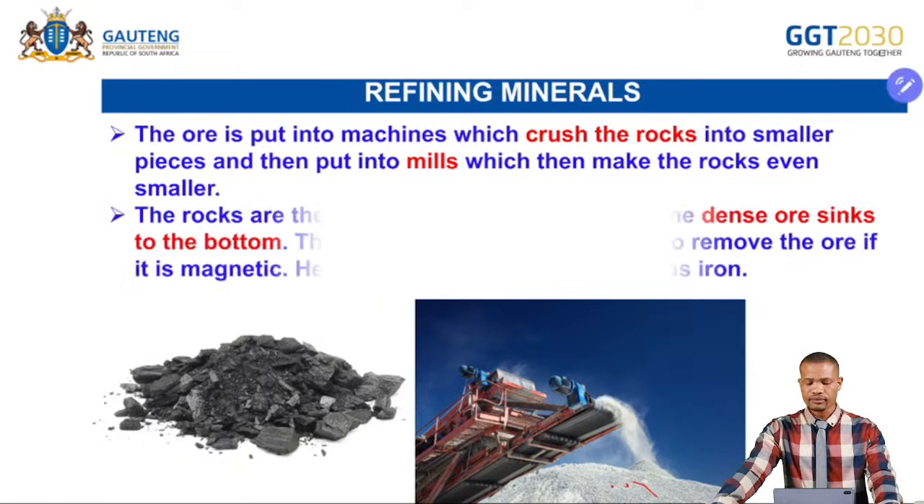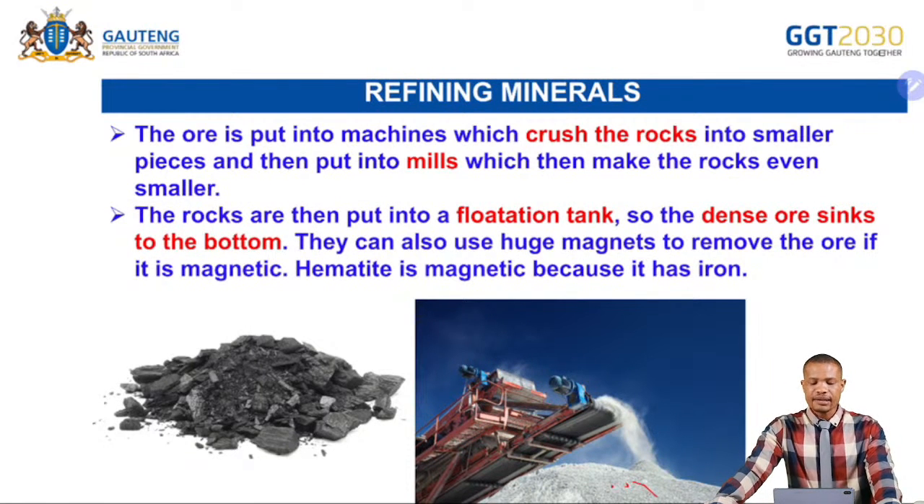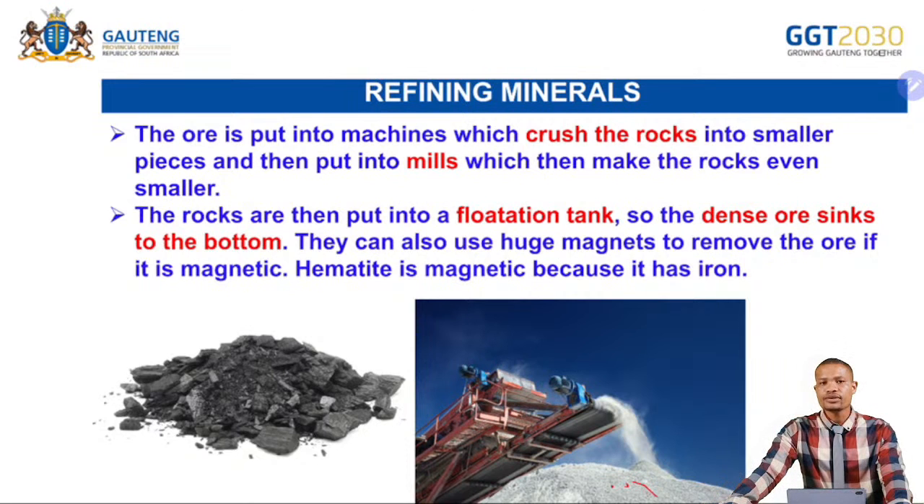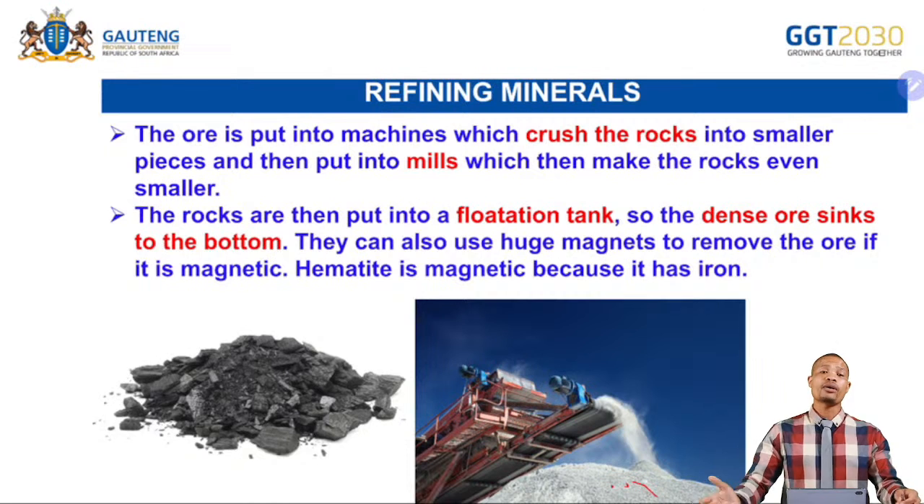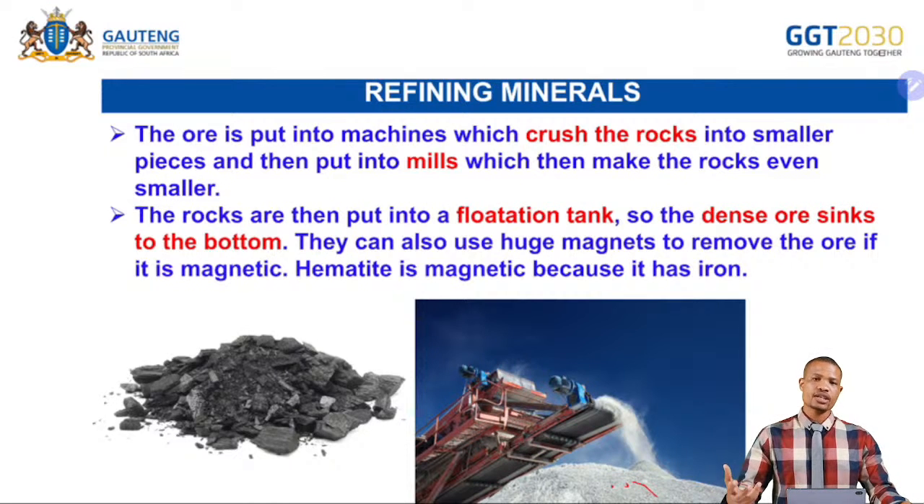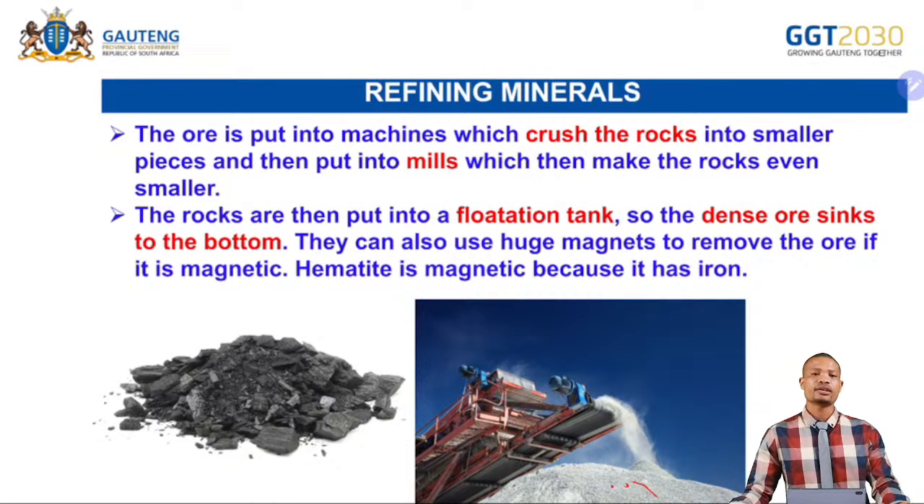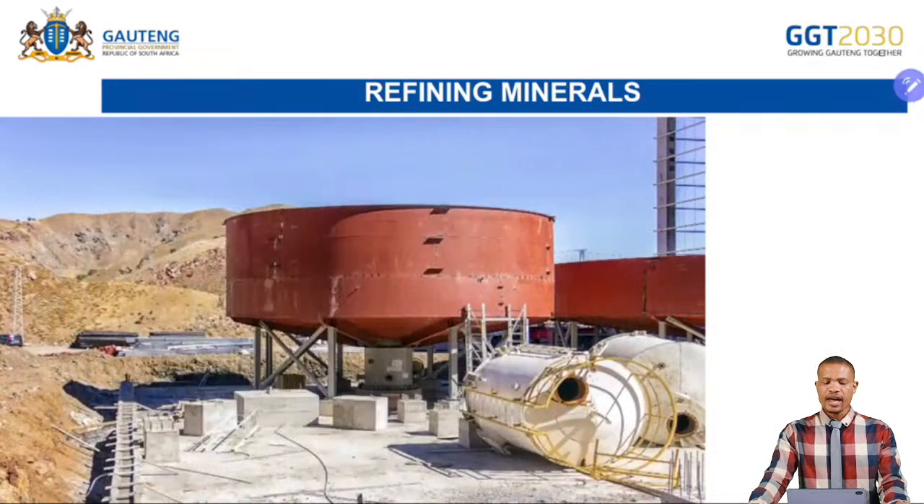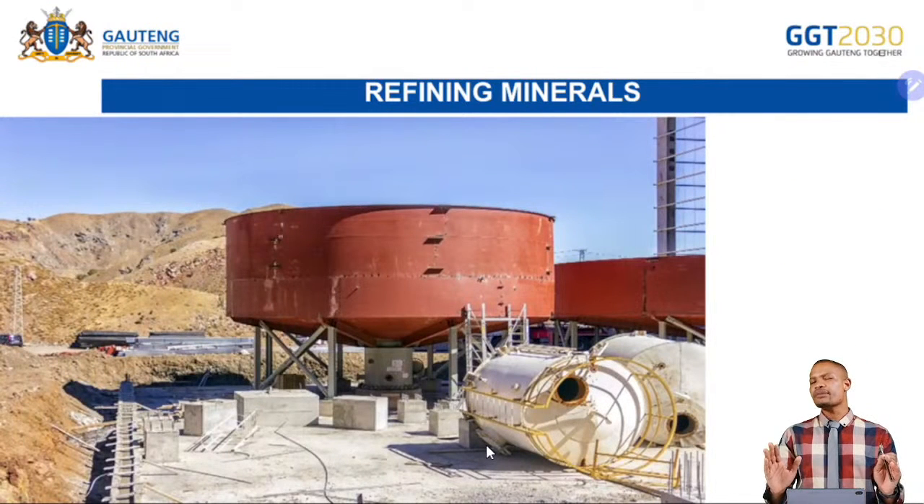Okay, let's continue. The rocks are then put into a flotation tank so the dense ore sinks to the bottom. They can also use huge magnets to remove the ore if it is magnetic. Hematite is an example of a magnetic ore, right? We can just use a magnet to extract the hematite out of an ore. Why? Because it has iron, and iron is what? Magnetic. Okay. And a flotation tank would look something more like this.